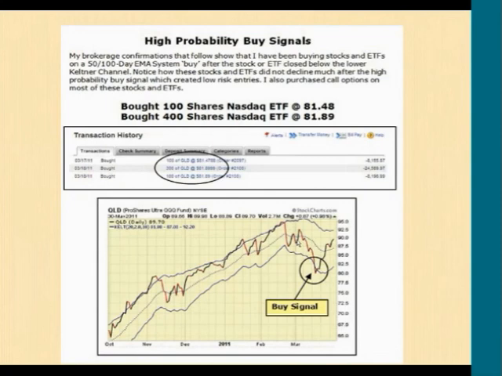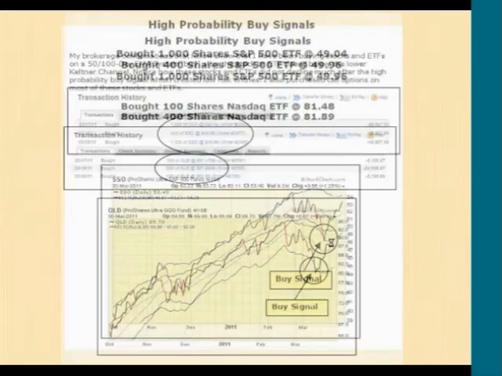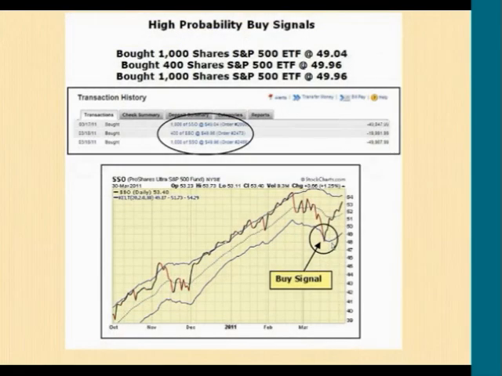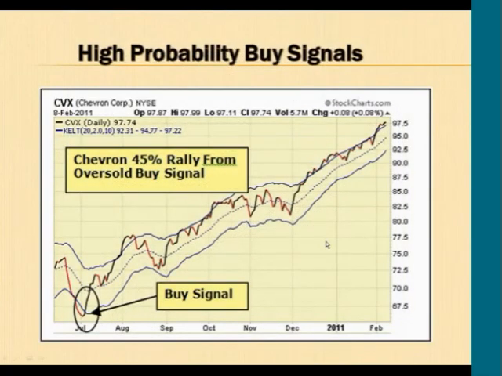Here's another example. This is for the NASDAQ ETF. It was in a price uptrend, became oversold, closed below that lower Keltner channel, so I went ahead and bought it right here, and then there was a strong rally right after that high probability signal. Here's another example. This is for the S&P 500 ETF. Became oversold right here, so I bought additional shares. And here's a few more examples.